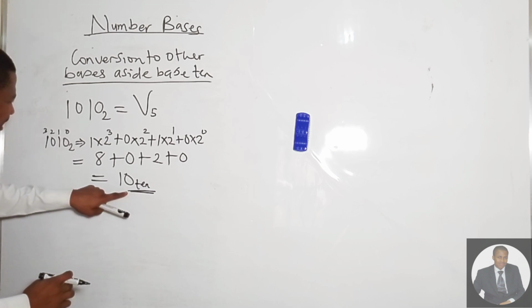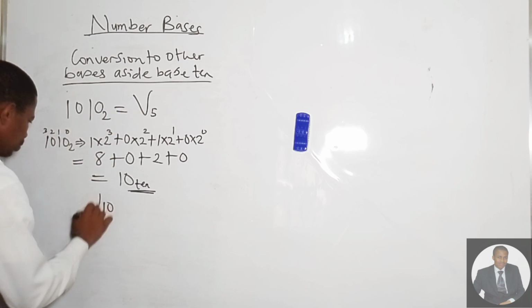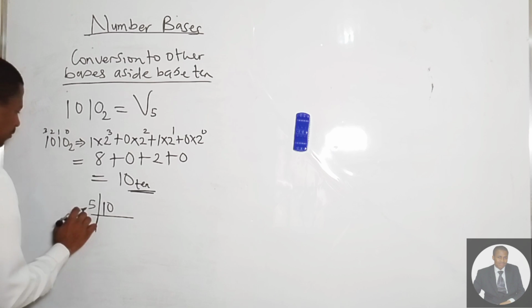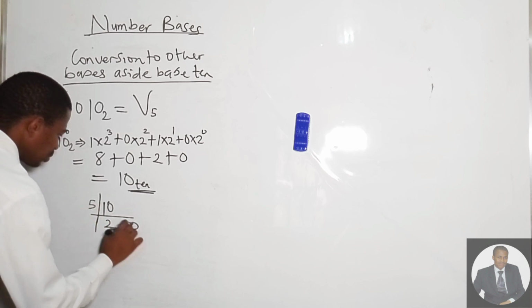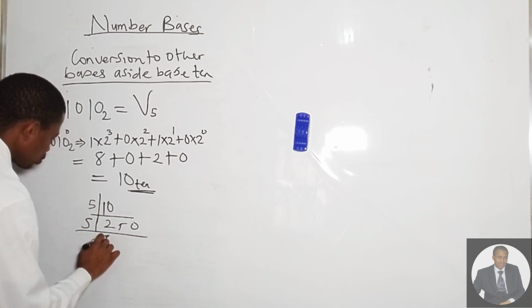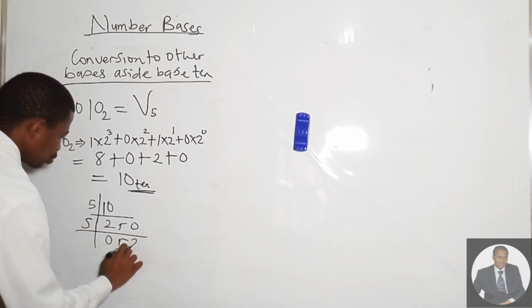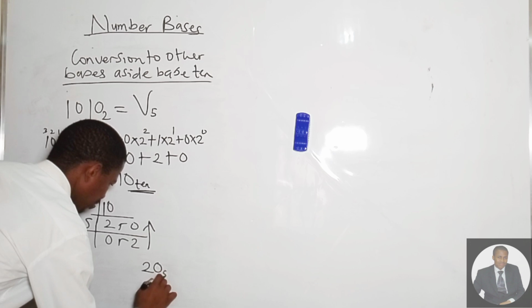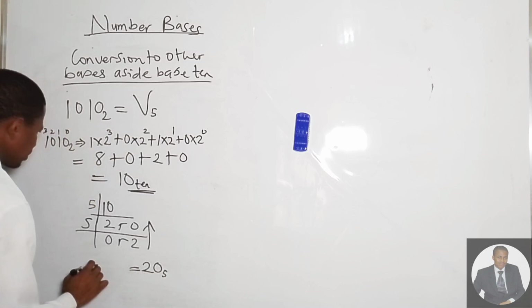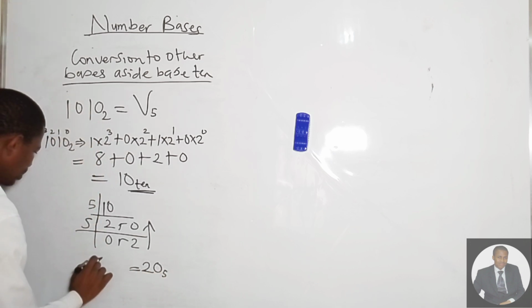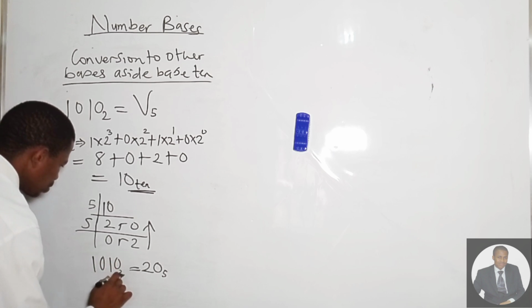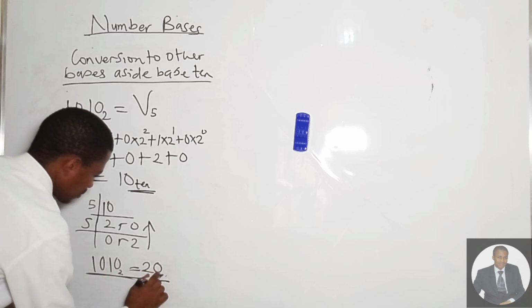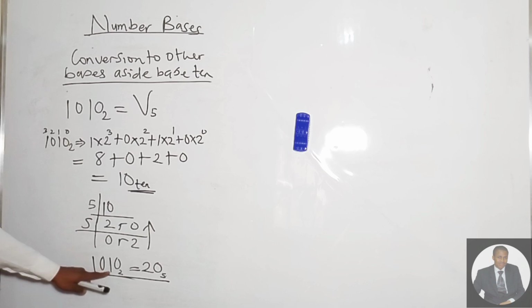So we now convert this to base 5. 10 divided by 5. 5 in 10, 2, remain 0. 5 in 2, 0, remain 2. So what we have is 20 base 5. 20 base 5 is the same thing as 1010 base 2. So 1010 base 2 is the same thing as 20 base 5.